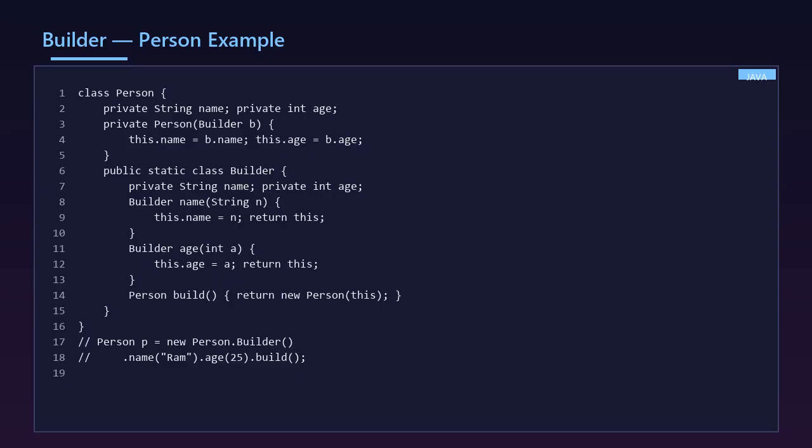Finally, call build, which calls the private constructor and creates the person. Clean. Readable. And if person had 10 fields, you'd just add 10 builder methods. No giant constructor. No confusion about parameter order. Without builder, imagine new Person("Ram", 25, null), messy and error prone. Builder makes it human readable.